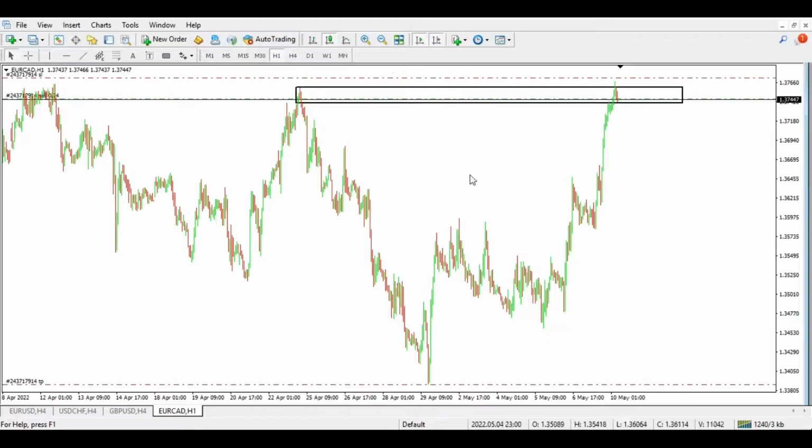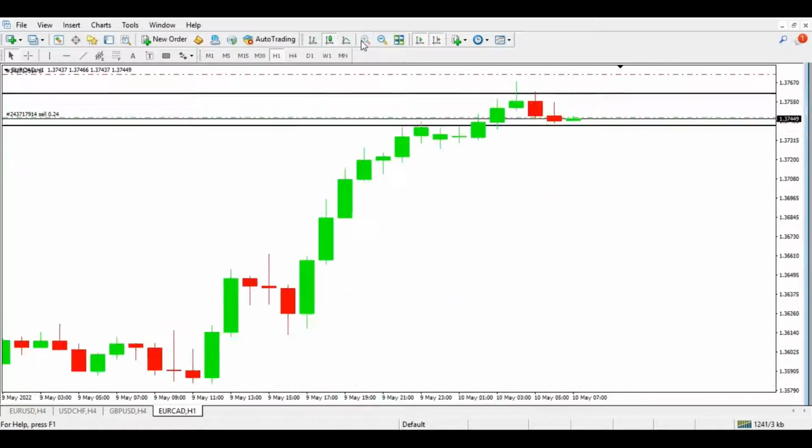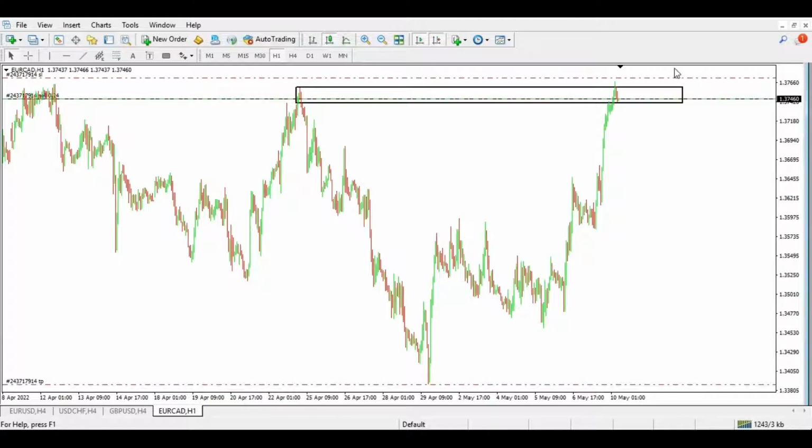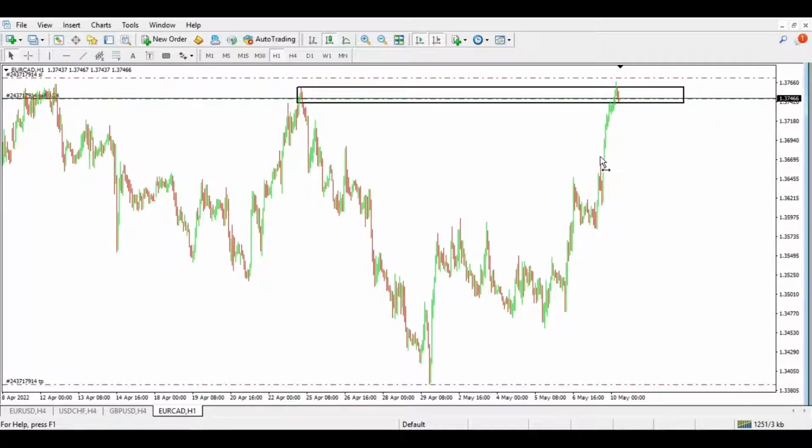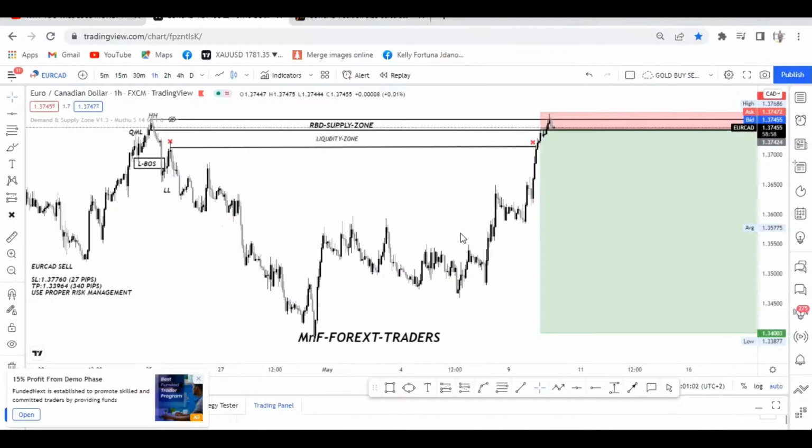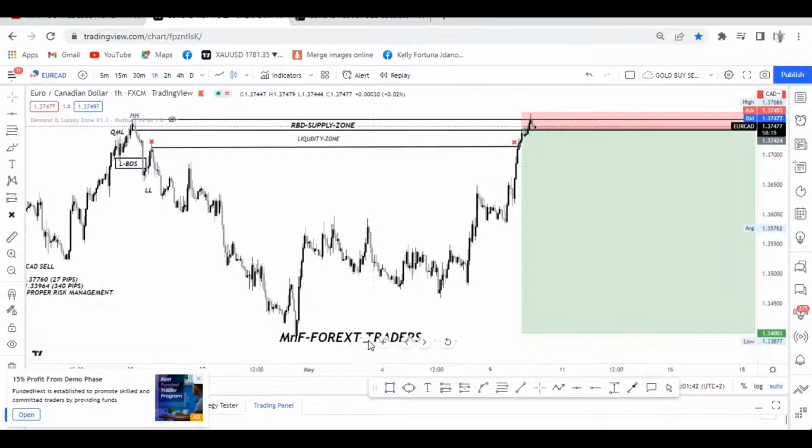Right here, you can see my entry is already in there, and you can see that I already entered from that level right there. And so basically, I'm risking about 26 or 27 pips. This is about $50 to make about $600, which is about 335 pips. So if this trade goes in my favor, I make about $600. And if I lose this trade, I lose about $50, right? So it's a risk to reward ratio of about 1 to 12. Pretty good risk to reward ratio.